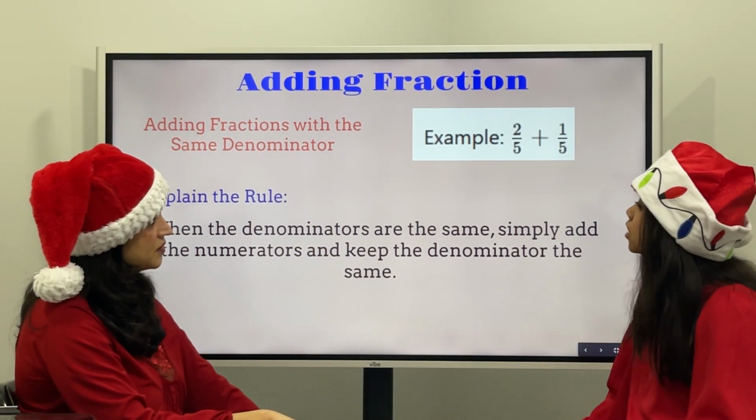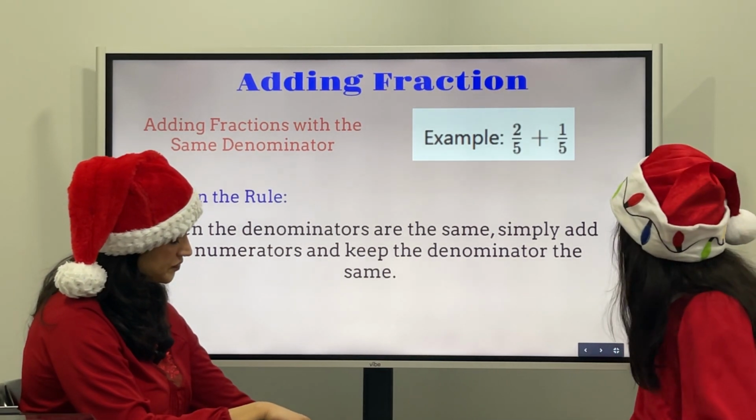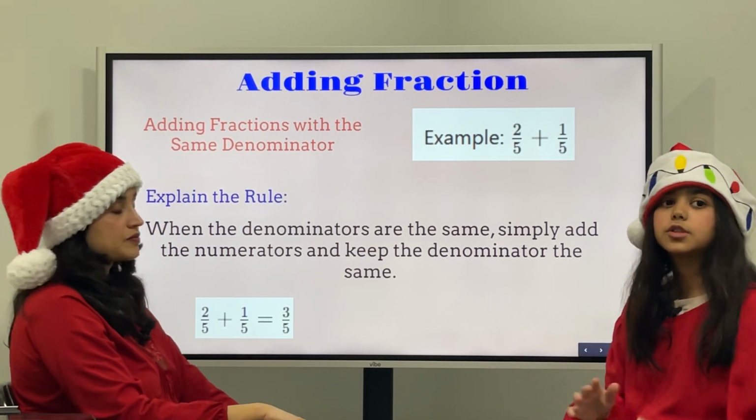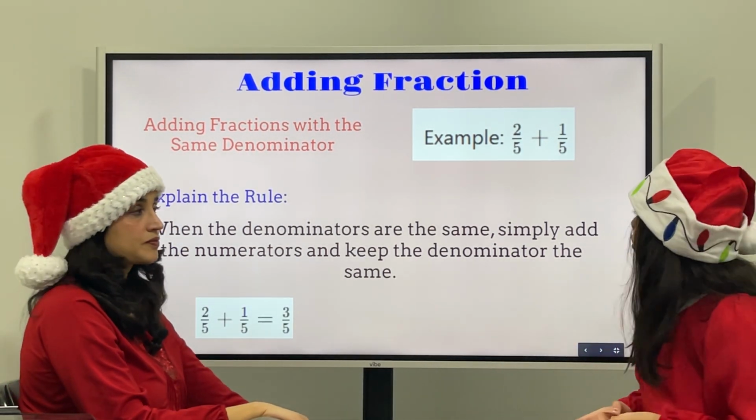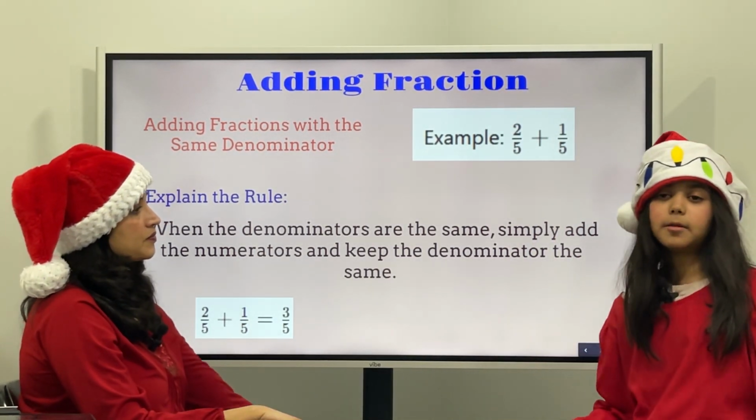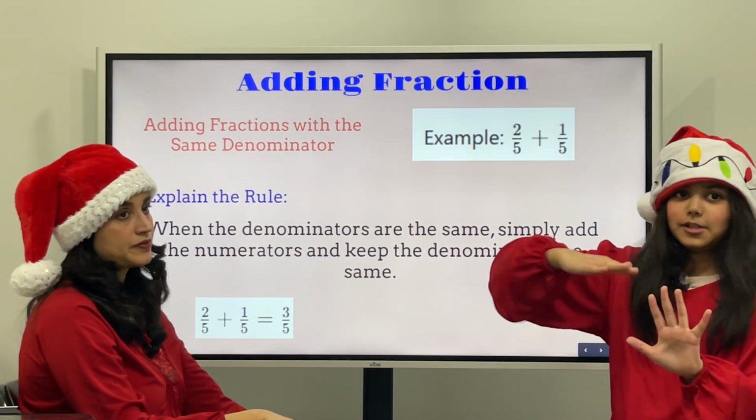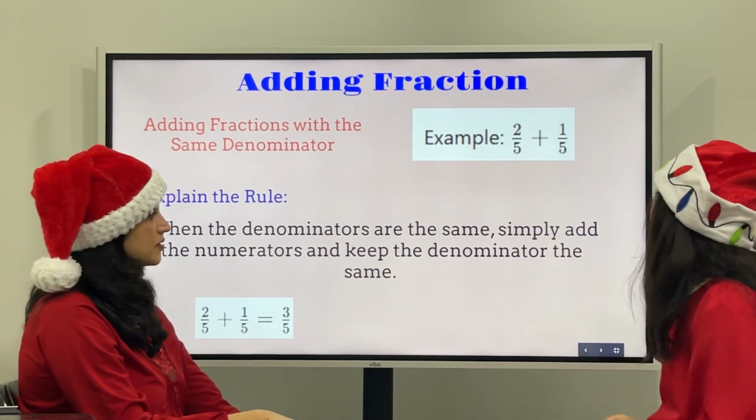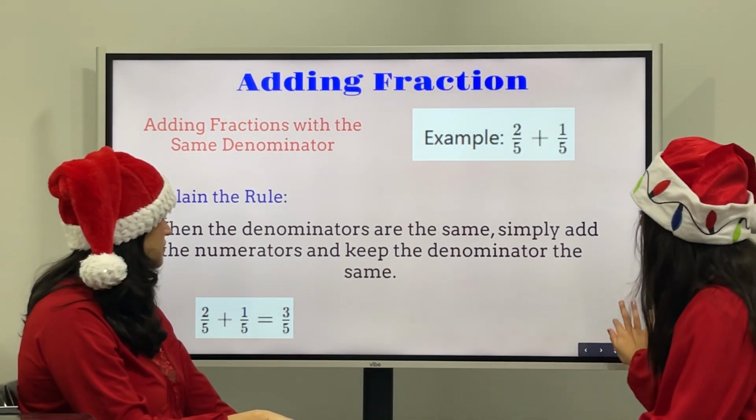The answer is 3 by 5. How? We add 2 plus 1, which is 3, and you keep the bottom number, 5, the same.